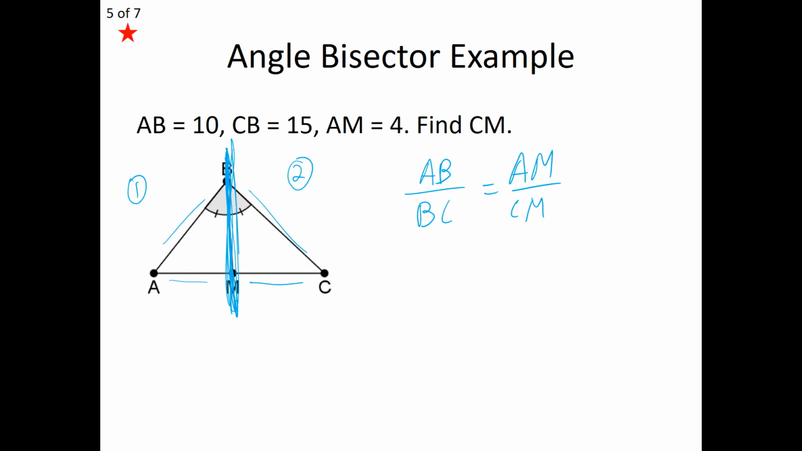Well, if you take a look, we're given 3 of those 4 values, which means we can find the missing fourth. We have AB as 10. We have BC or CB as 15. We have AM as 4. And we have CM, which is our missing variable.